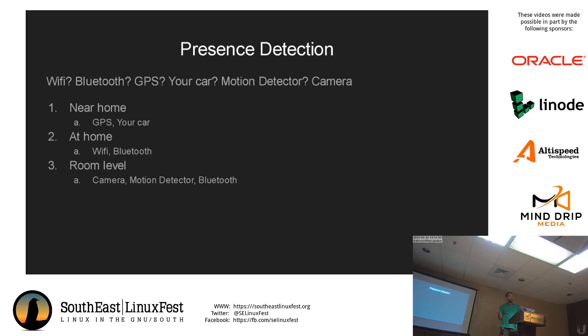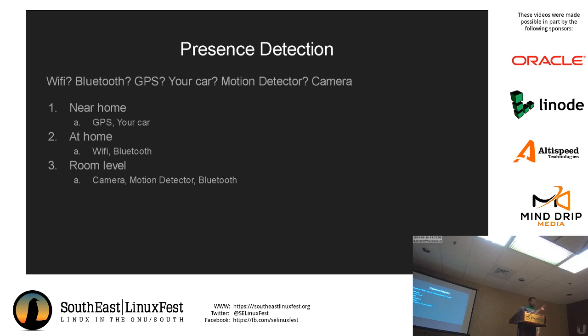So on the GPS side, this could be your phone. There's a Home Assistant app that you can install on Android or iOS that will report over MQTT back to your controller where your GPS location is. And you can draw a map within Home Assistant saying, if I enter this circle, do XYZ.